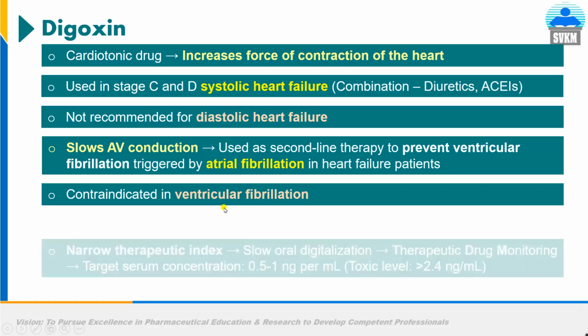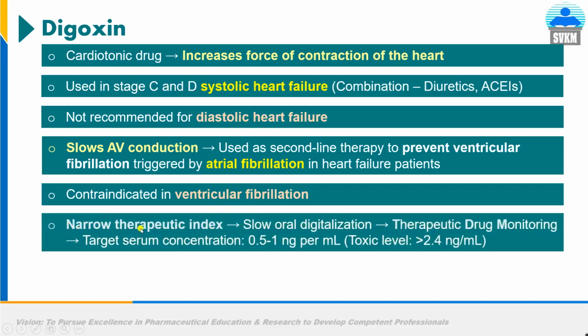Please note that digoxin has a narrow therapeutic index. The toxic symptoms can be observed with normal digoxin concentrations in about 25% of patients. Hence, slow oral digitalization is generally preferred for most patients using a maintenance dose. Also, therapeutic drug monitoring with 0.5 to 1 nanogram per ml of target serum concentration is essential in clinical practice for efficacy as well as to avoid the toxicity.